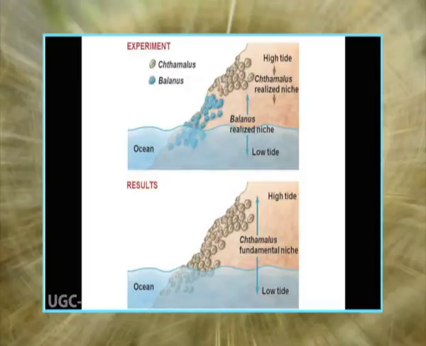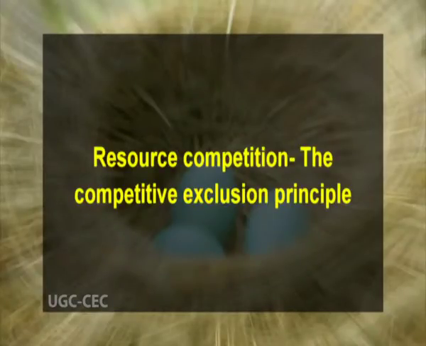Predation, like interspecific competition, acts to restrict the position of both individual and population niches and to reduce overall niche breadth. Predictability of resources sets the limits to which the niche can be restricted by other pressures such as competition and predation. Now, what is resource competition or the competitive exclusion principle?